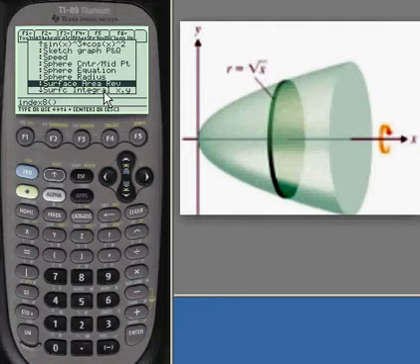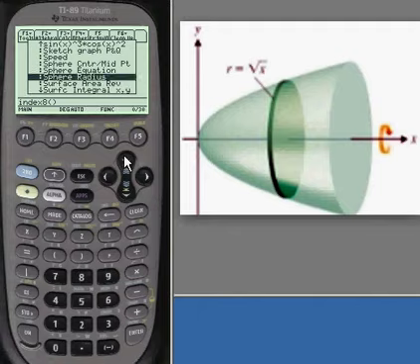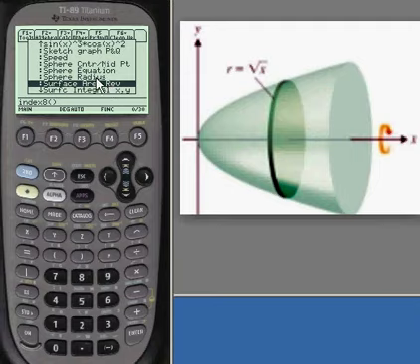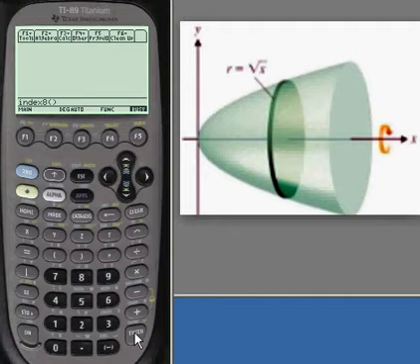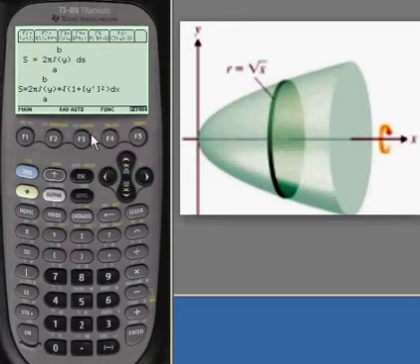I'm already in my menu, surface area of revolution. You would take this cloverleaf cursor here and go up and down to find it, because that's what they give you in the test. We're going to choose that, around the x-axis, and here's the formula: 2 pi times the integral from a to b of y times the square root of 1 plus y prime squared dx.